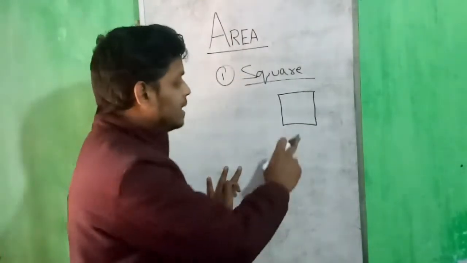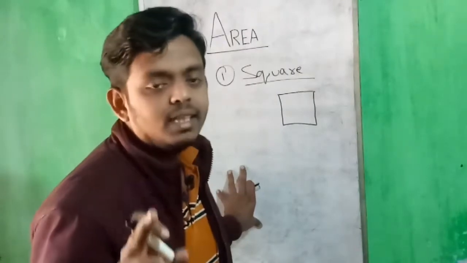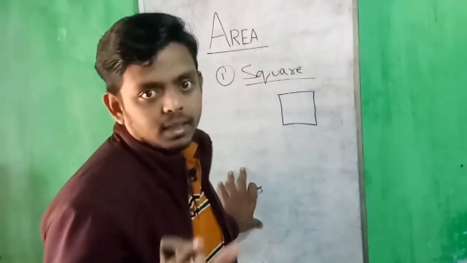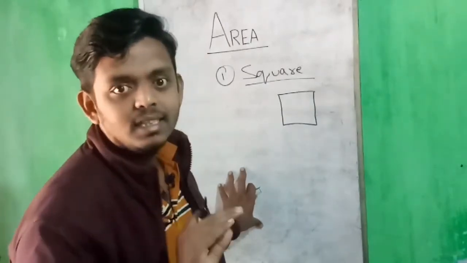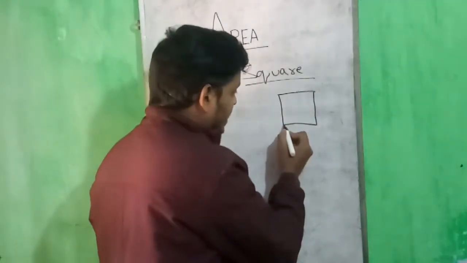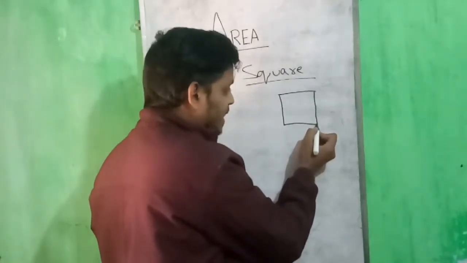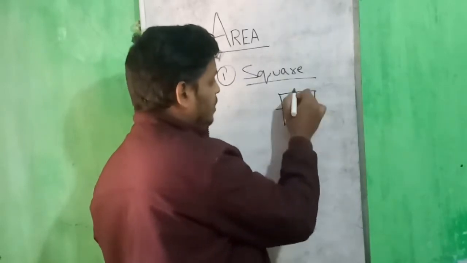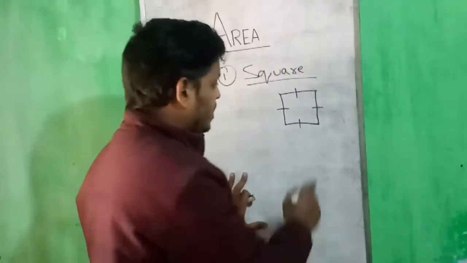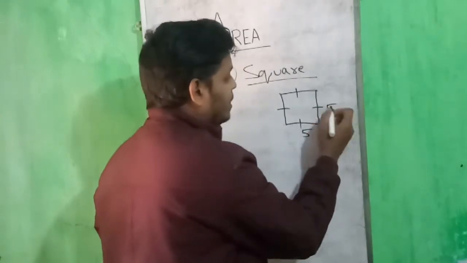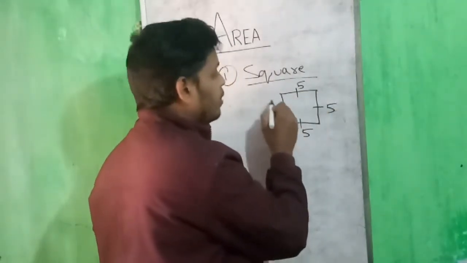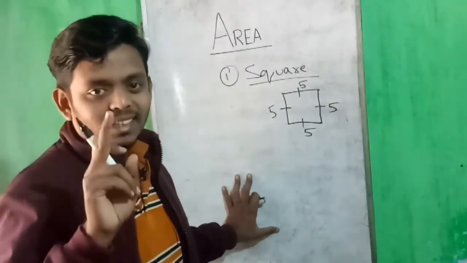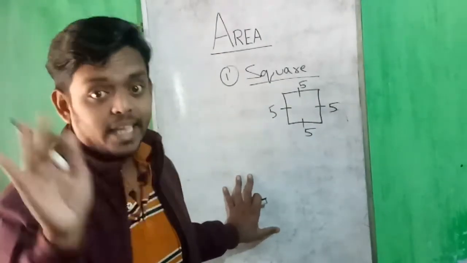Now how can you say that this is a square? See, a square is an object that has all sides the same. The distance from this side to this side, this side to this side, and this side will be the same. All the sides will be the same. If this is 5 centimeter, this one will be 5 centimeter, this one will be 5 centimeter, and this one will be 5 centimeter. A square has all four sides the same.